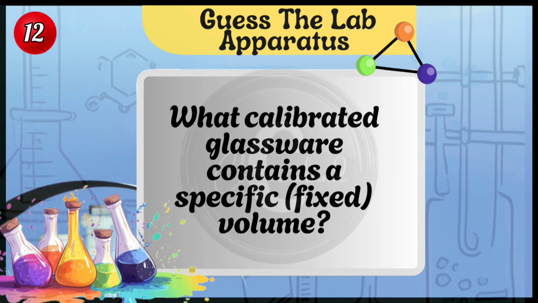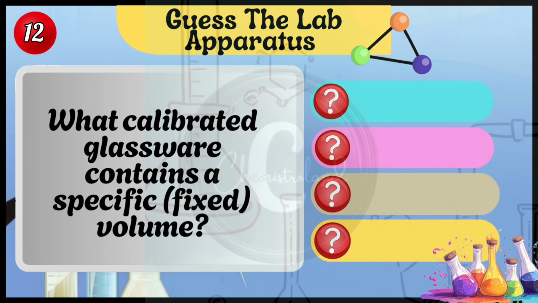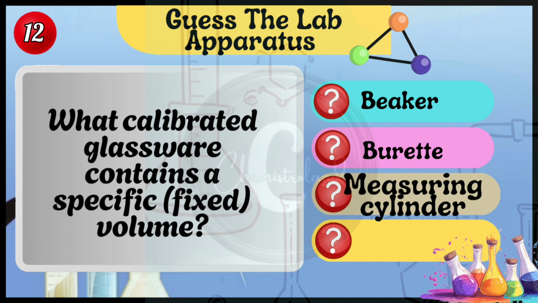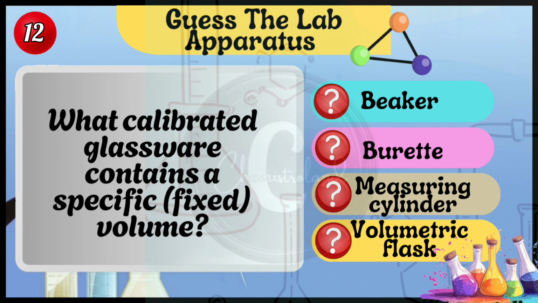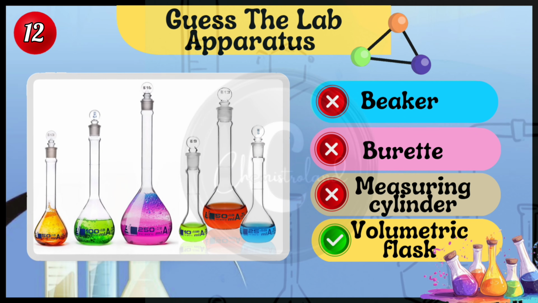What calibrated glassware contains a specific fixed volume? Options are beaker, burette, measuring cylinder, and volumetric flask. Volumetric flask.